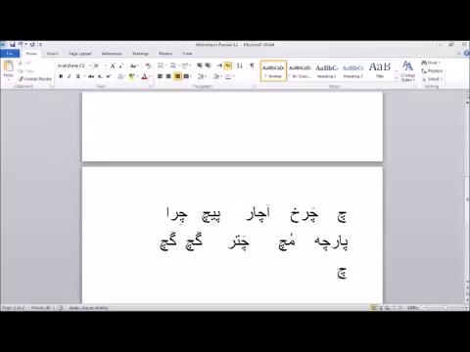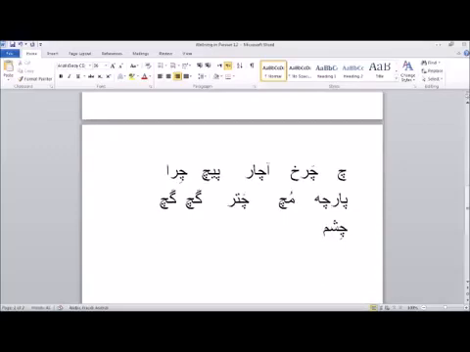Ch, e, sh, m. Cheshm. Cheshm. Ch, e, sh, m. Connective. This is a sign A. This is connective. Shin or sh connective, and it is attached to the me. And cheshm means, actually it means eye, E-Y-E. Eye.